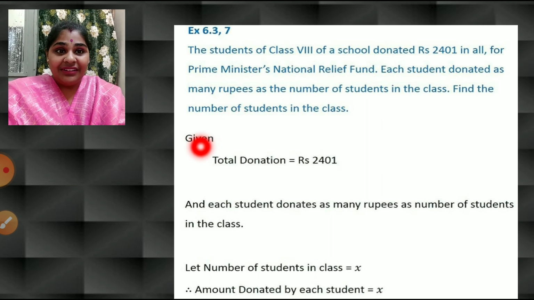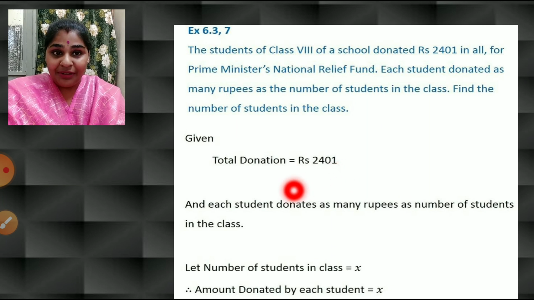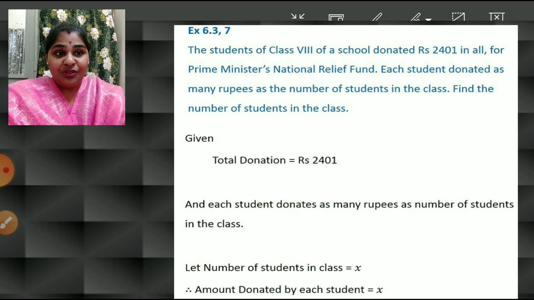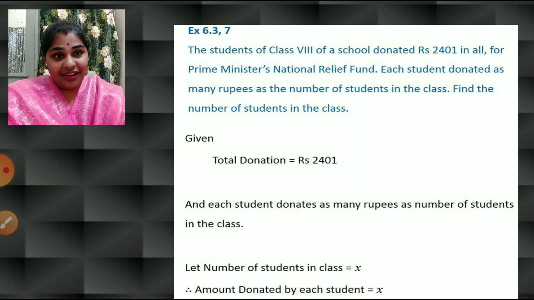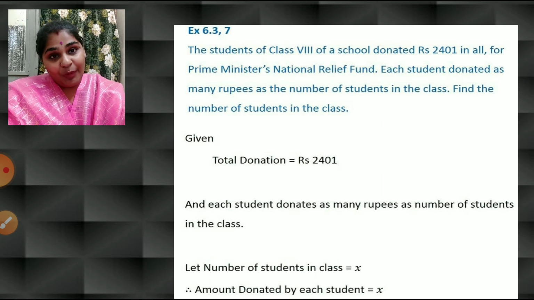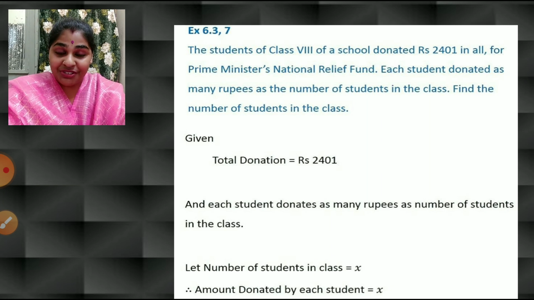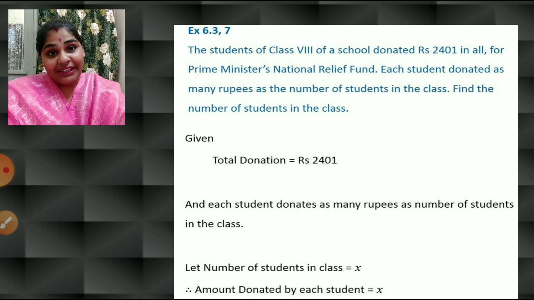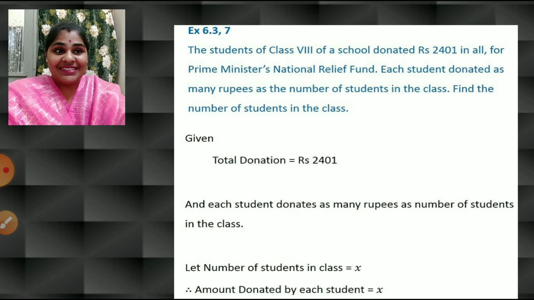So given is total donation is equal to rupees 2,401. Each student donated as many rupees as the number of students in the class. Let the number of students in the class be x. So the amount donated by each child will also be x, since it is mentioned in the question that each student donated rupees as many as the number of students, right? So number of students will be x, and the amount donated by each child will also be x.